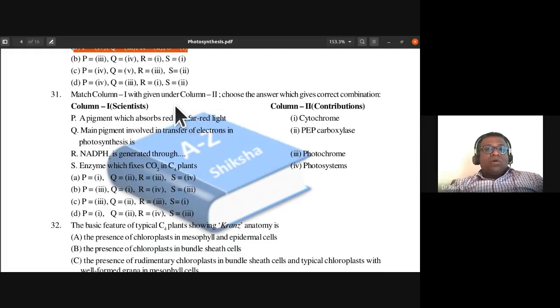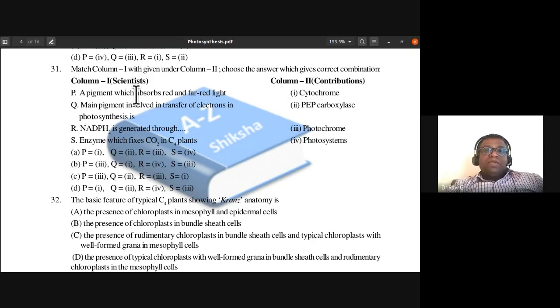31st, match column 1 with column 2. Choose the correct answer. There are four choices. P, a pigment which absorbs red and far red light. Q, main pigment involved in transfer of electrons in photosynthesis. R, NADPH is generated through this. S, enzyme which fixes carbon dioxide in C4 plants, which requires carbon dioxide. So that we know.